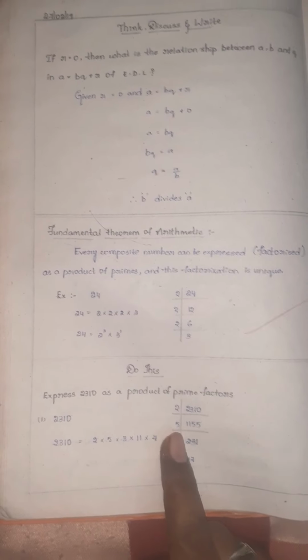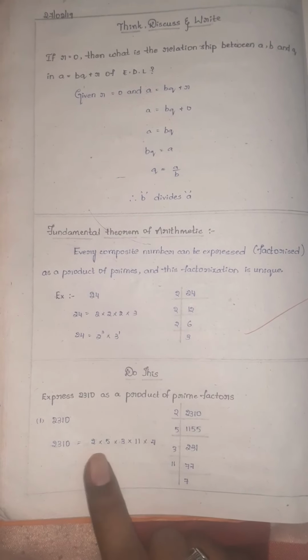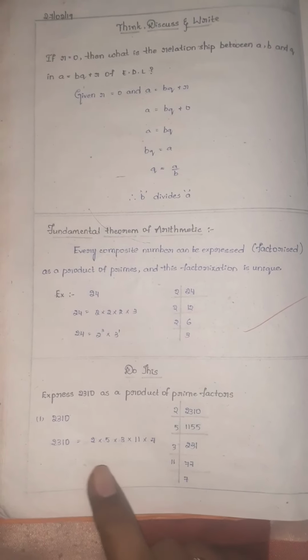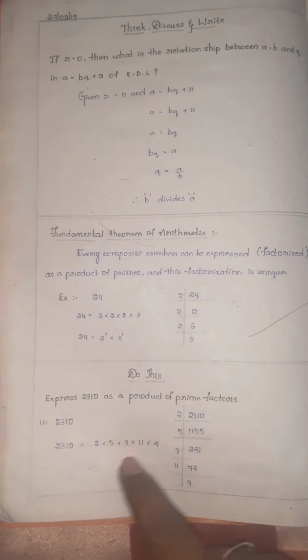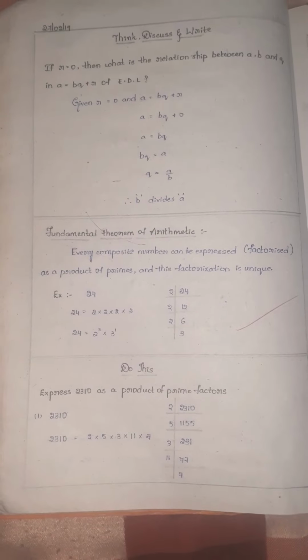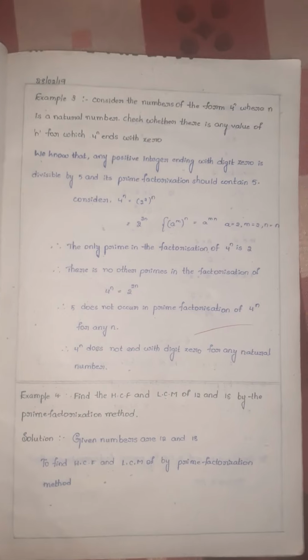Product of prime numbers, we have expressed in a unique way. Here there are no repeating numbers. So according to the fundamental theorem of arithmetic, we have expressed it in the form of a product of prime factors. Next, example 3.